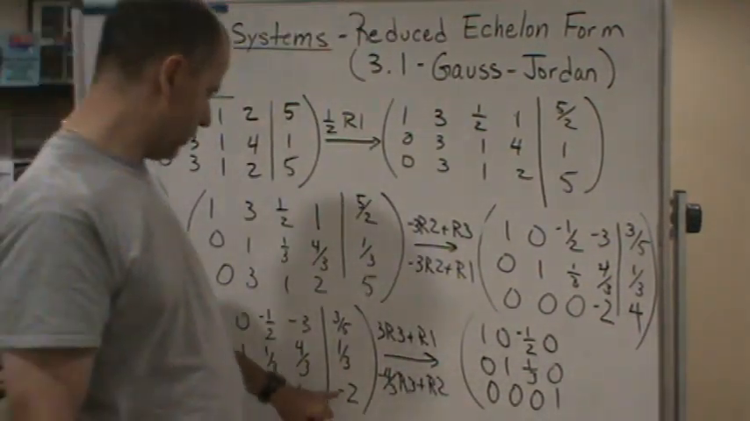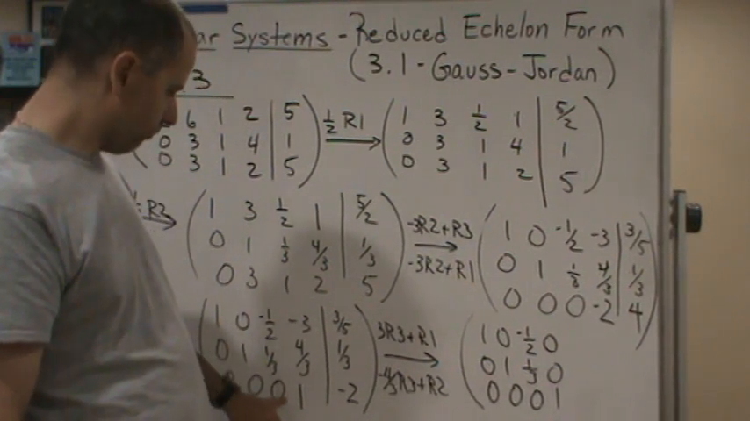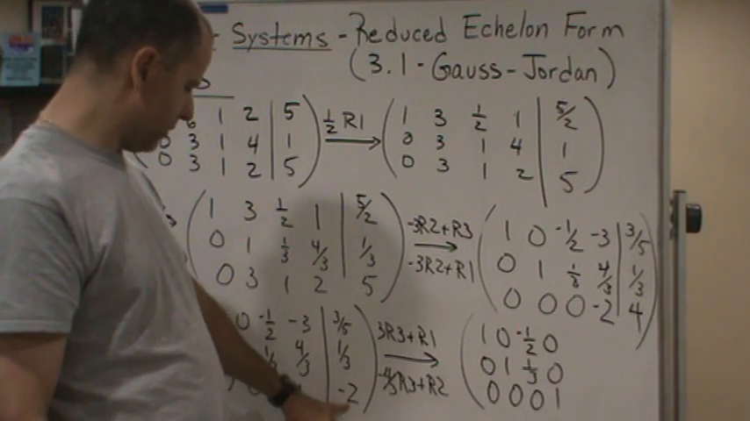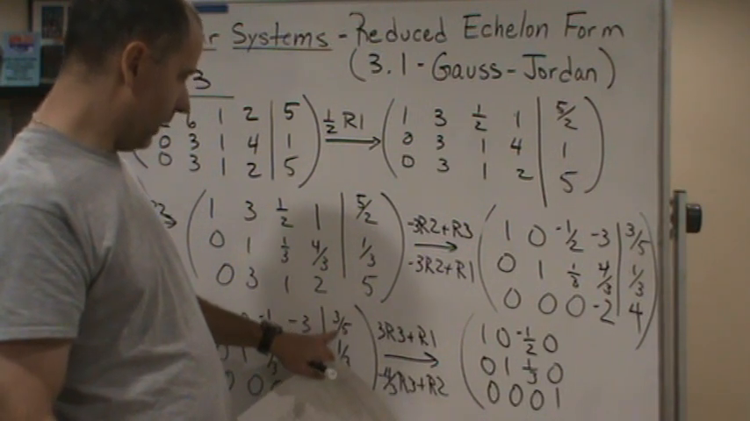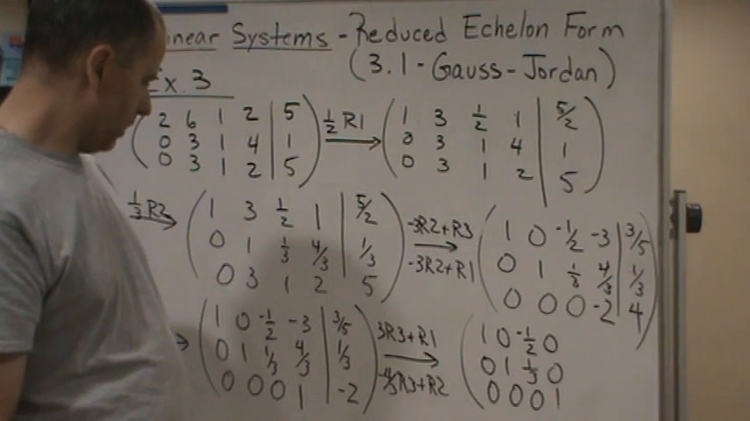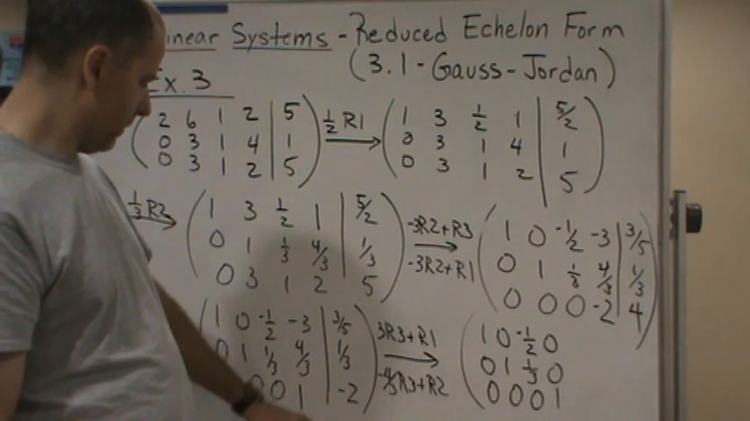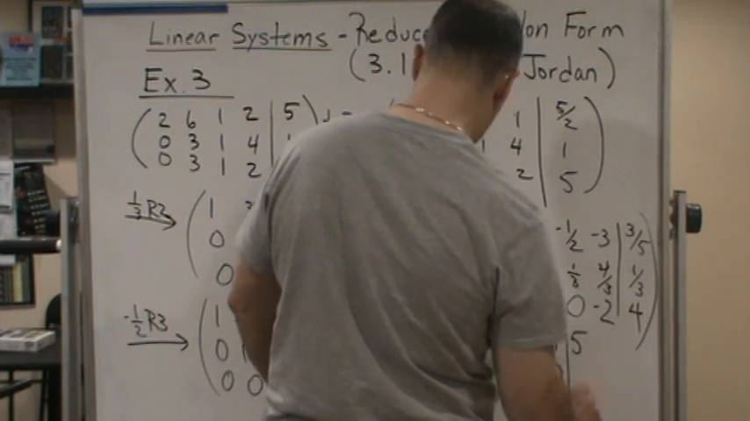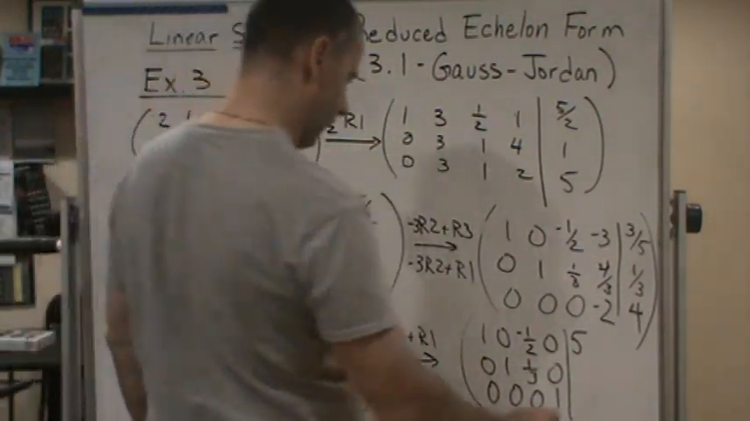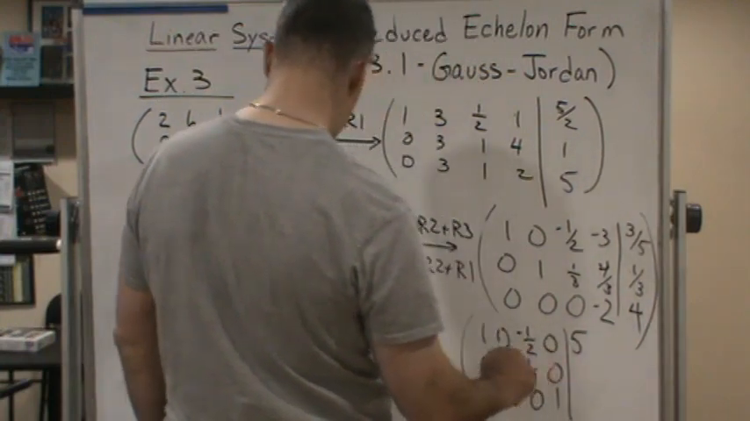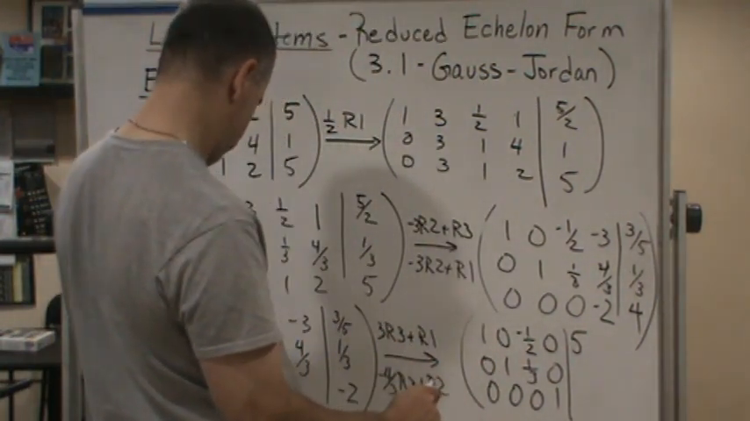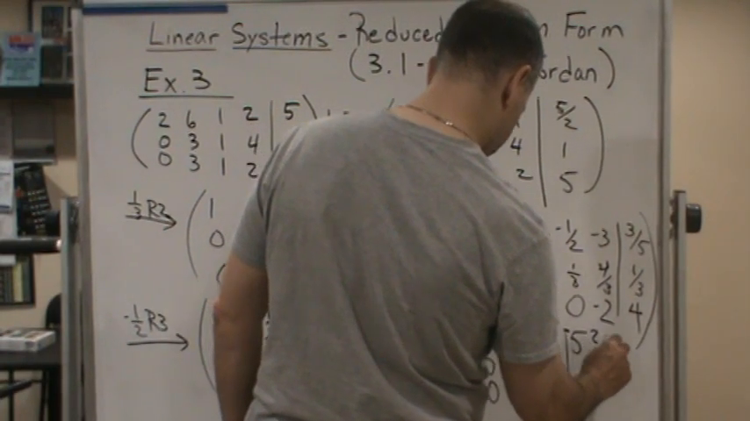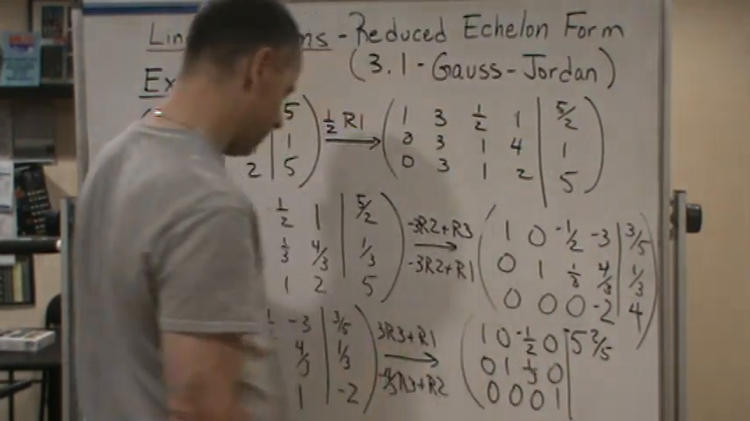Now all I have to do is what's going to happen here? Well, if I take 3 times this, which is negative 6, negative 6 plus 3/5 is going to be what? Negative 5 and 2/5.